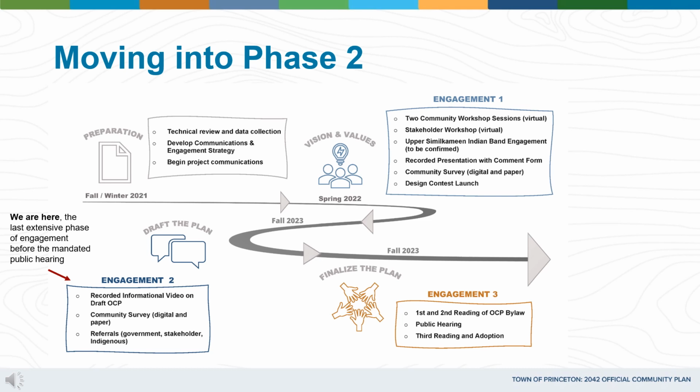The draft 2042 OCP is now ready for stakeholders and the community to review. This second phase of public engagement is open from October 9th to October 30th. The draft 2042 OCP was presented to Council on October 4th. After receiving community input, revisions to the draft OCP will be made based on feedback received from Council, stakeholders, and the community at large.